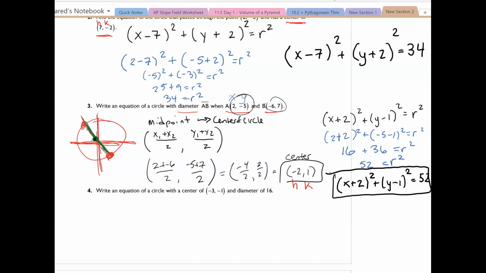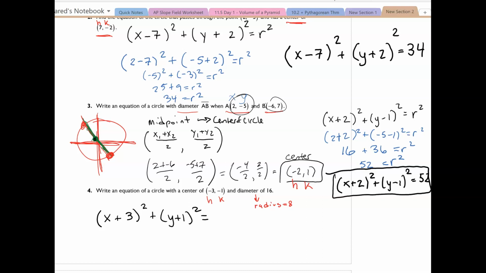Number 4 is a little bit easier of a problem when given a diameter. I would actually like for you to read number 4 and see if you know how to do this one yourself. So pause it, try it out, come back. I'll have my answer ready to go. But this one is just a little bit easier than number 3. So I think you got it. You try it out for me.